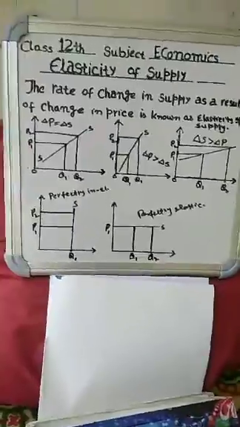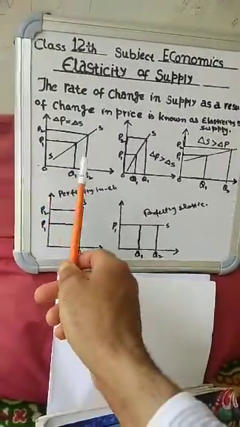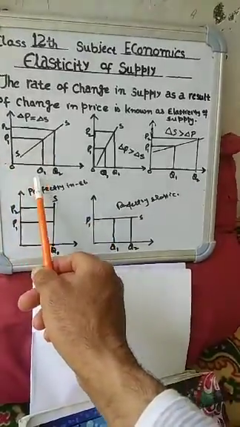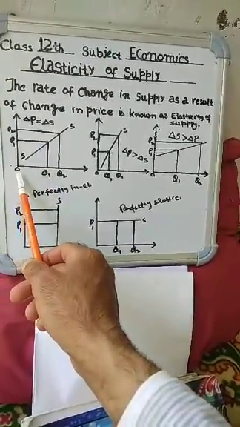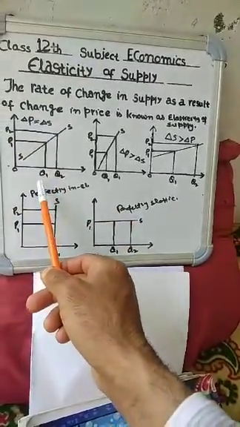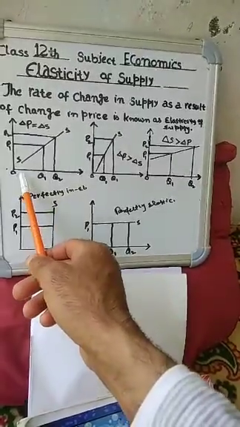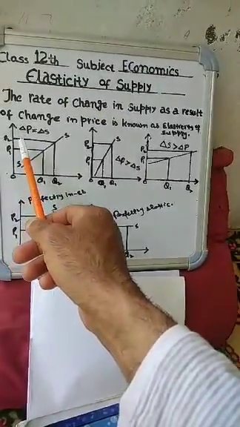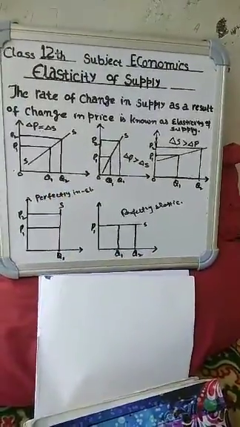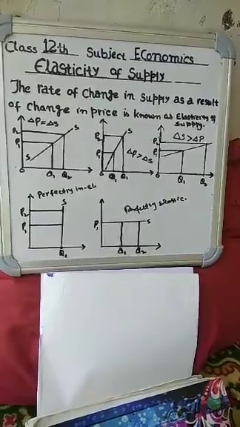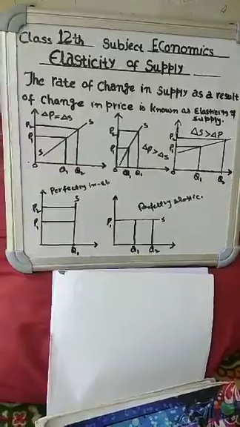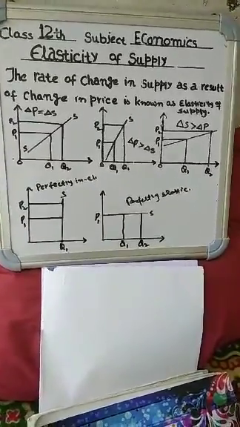As you see here in this figure, when the price was OP1, supply was OQ1. However, when the price changes to OP2, the quantity supplied also changes to OQ2. If we see here, the change in price is equal to the change in quantity. So this is the case of unitary elasticity of supply. That is, the change in price is equal to the change in supply.